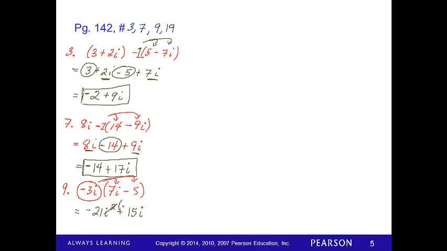Now recall that i squared is the same as saying negative 1. So that's not really there. Instead, I have a negative 1. And I put it in parentheses because it's multiplying the 21. So negative 21 times negative 1 becomes 21 plus 15i.